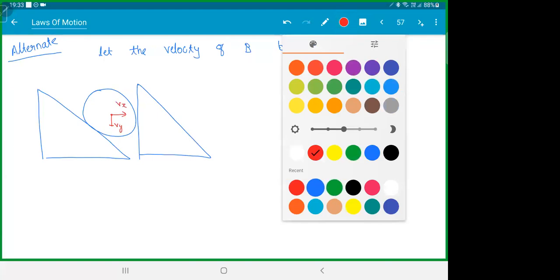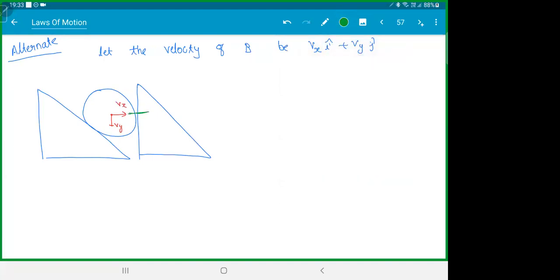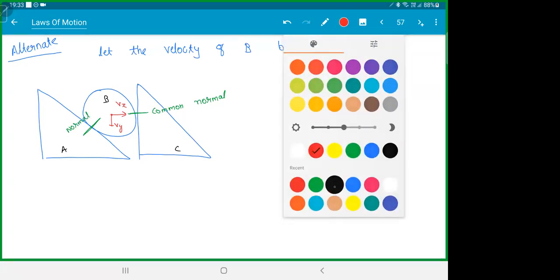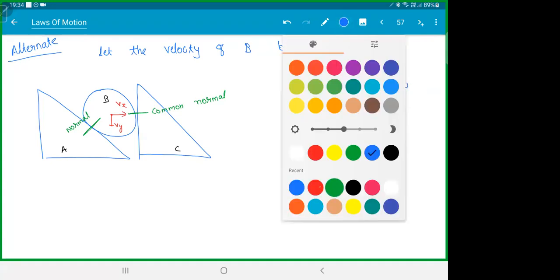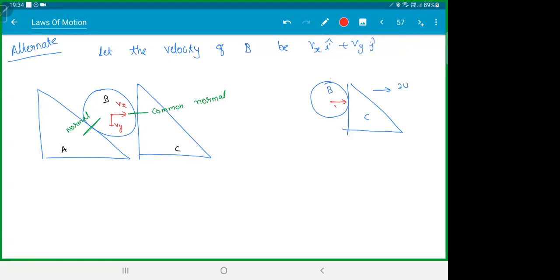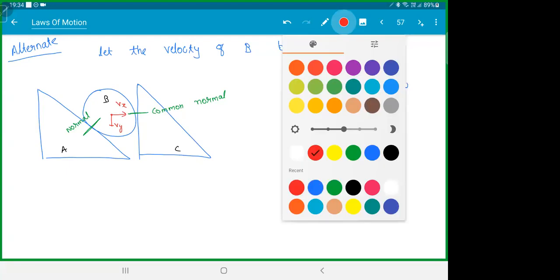Now, if you observe, there are two normals here. This is a normal because you're in contact with B and C. This is another normal. Now, from the rigid body constraint, velocity along the normal has to be the same. So first, let's take B and C. I know C is going this way with 2U, and I know B is going this way with Vx. So along the normal, the velocity has to be the same.